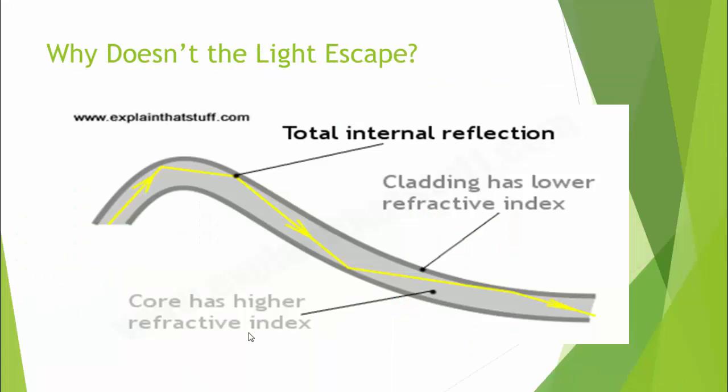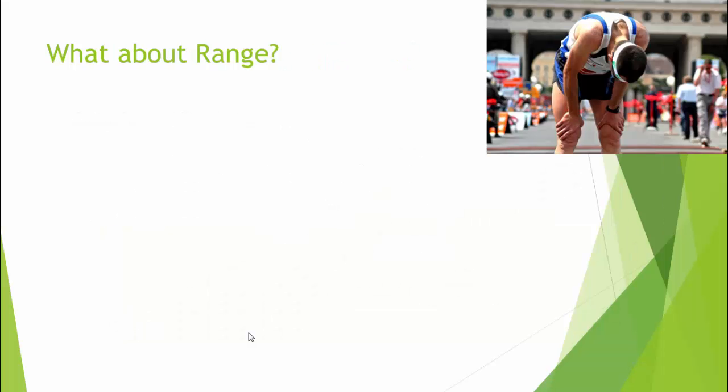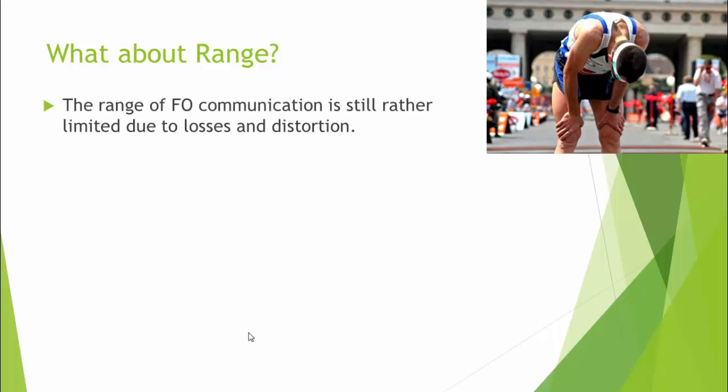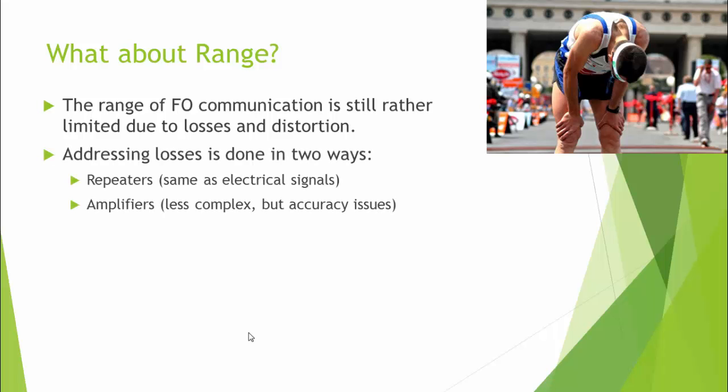So you might ask yourself, why doesn't the light just sneak out of those fiber optic cables? In fact, fiber optic cables take advantage of a phenomenon called total internal reflection. That means that the light gets trapped inside the cables. Now, in terms of range, it's not unlimited. Fiber optic communication still has losses, still has distortion like electrical signals.